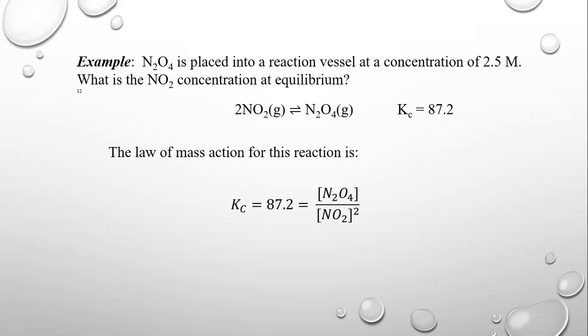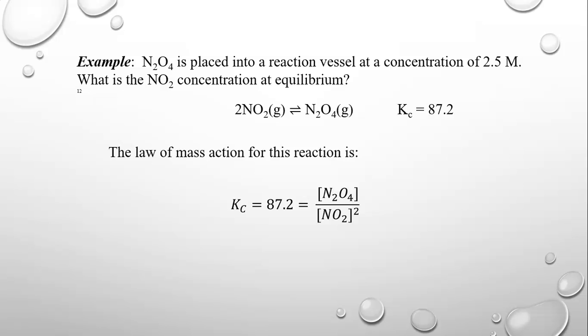Okay, let's take another example here. We're taking N2O4 and placing it into a reaction vessel at a concentration of 2.5 molar. What is the concentration of NO2 at equilibrium? So you notice the reaction is written as NO2 being the reactant and N2O4 being the final product. But in this reaction, we're not given any NO2, we're assuming it's 0, and we're given only N2O4. So in a reversible reaction, it doesn't matter. This reaction can run backwards. It can run from N2O4 to NO2.